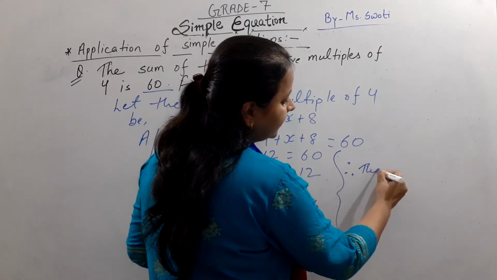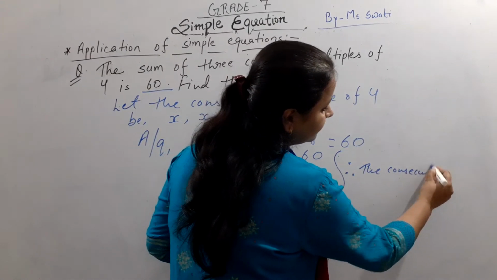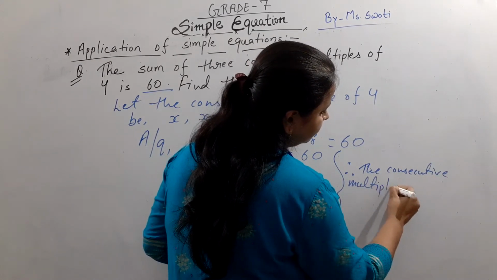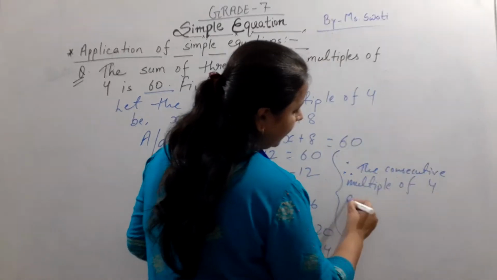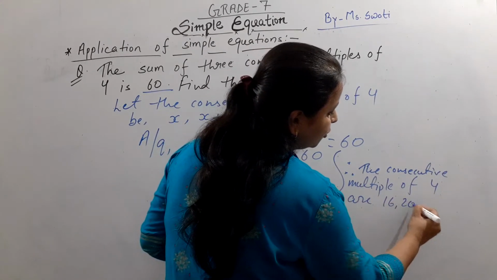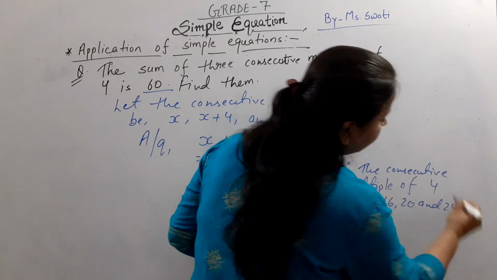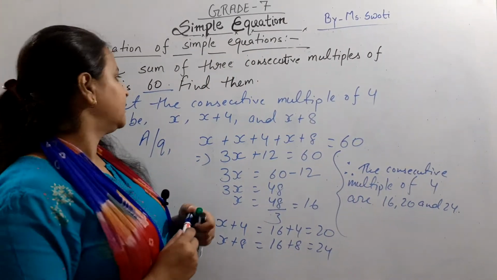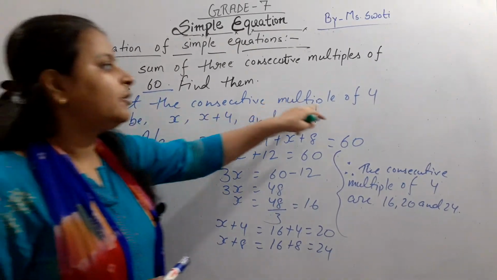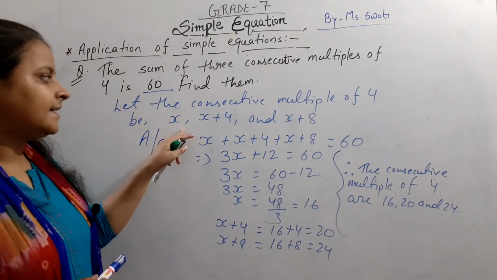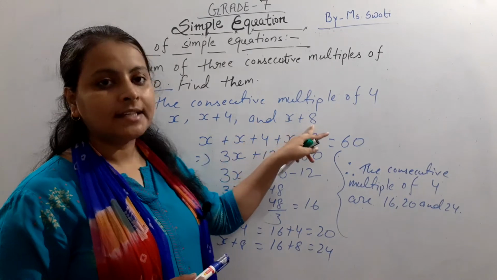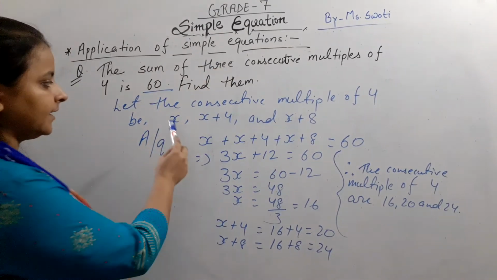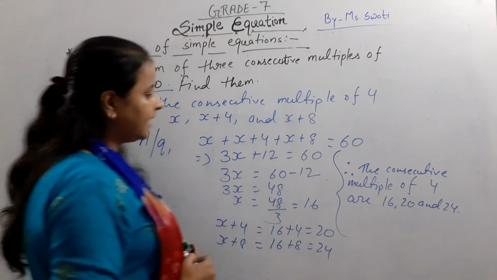Therefore, the consecutive multiples of 4 are 16, 20 and 24. What we do here? First we assume that let the consecutive multiples of 4 be x, x plus 4 and x plus 8. Here we discuss about the 3 consecutive, so we take 3 consecutive, that is x, x plus 4 and x plus 8.